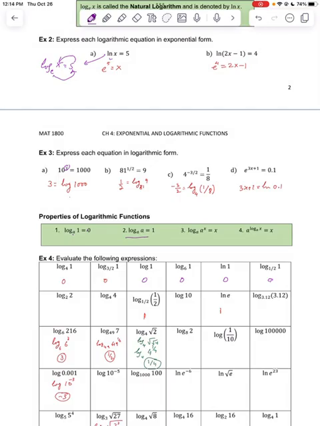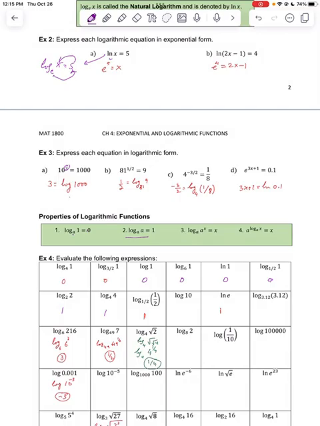The next property is log base a of a is 1. So in other words, if you are taking the logarithm of a quantity which is the same as the base, then the answer is 1. So looking at the second row of the example 4, log base 2 of 2, answer is 1. Log base 4 of 4, answer is 1. Log base 1/2 of 1/2, answer is 1.